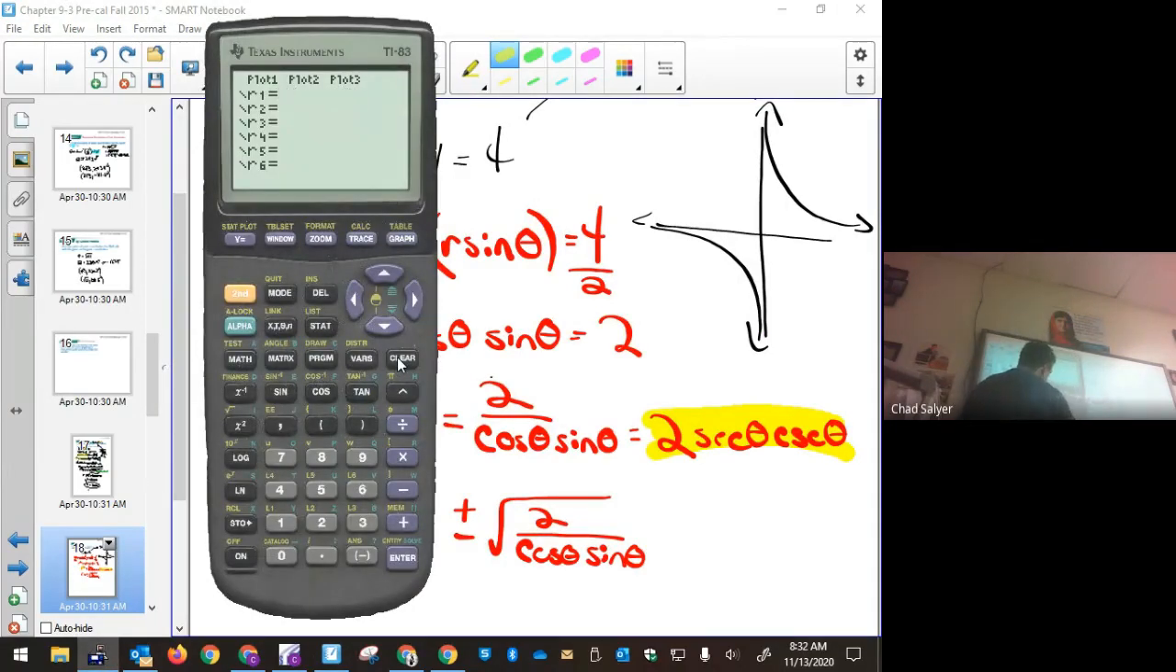So positive first. 2 divided by cosine theta sine theta. Oops, we need a parenthesis. Sine theta. I think that'll work. And then negative square root 2 divided by cosine theta sine theta. I believe that'll work. Sure enough. Same graph.